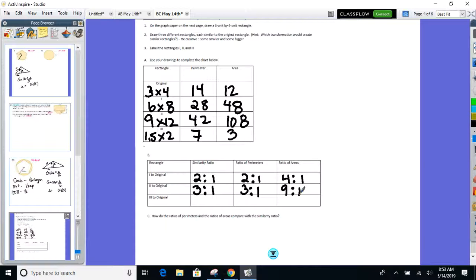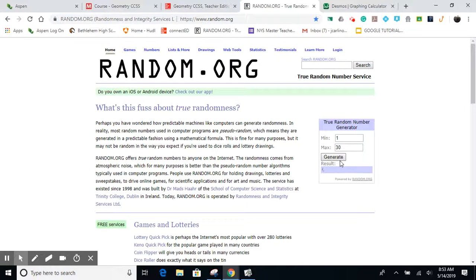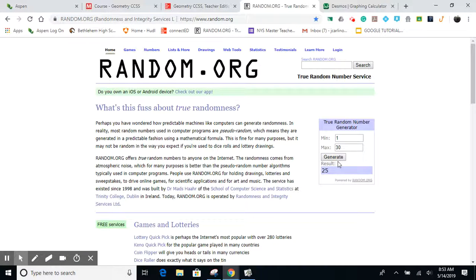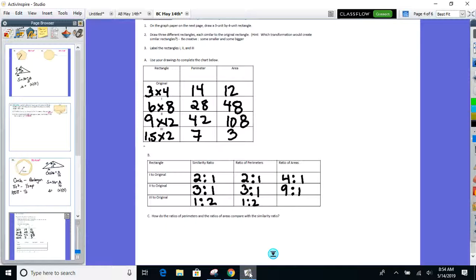If I know the similarity ratio, how can I find the ratio of the perimeters and the areas? One more just to solidify it. What's the similarity ratio of rectangle 3 to the original? 1 to 2, yep. Look at their perimeters. 7 to 14 reduces down to 1 to 2. And finally, how about the areas? 1 to 4. All right, kids.